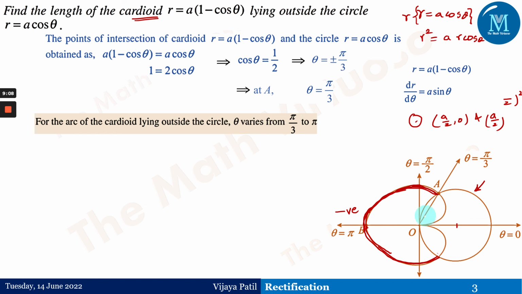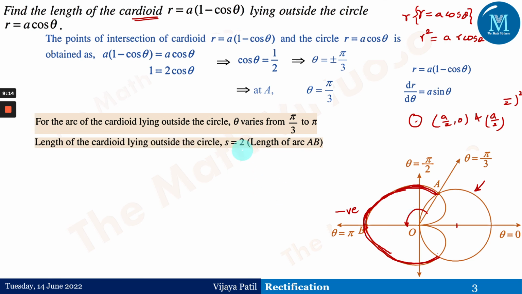Therefore, theta is moving from pi by 3 till pi, and this would be 2 times, because it's 2 times the length of the arc AB, and therefore we are taking the AB length. The lower part is again the same because of the symmetry. Therefore it's 2 times the integral from pi by 3 to pi.